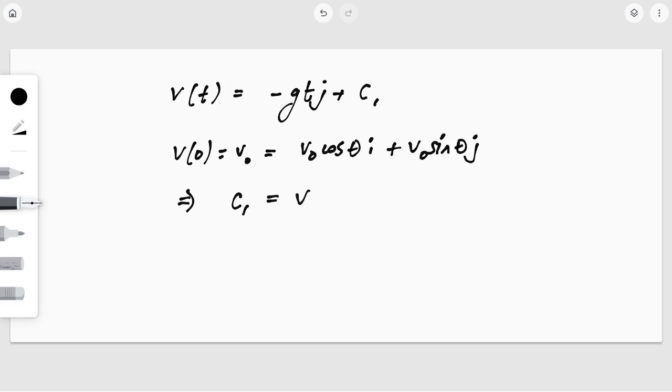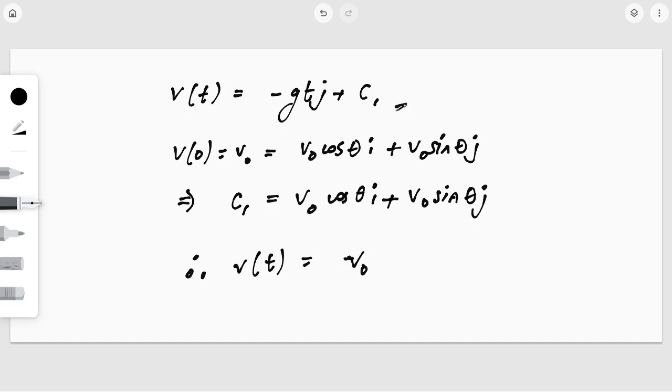So c1 is v0 cos theta i + v0 sin theta j, and therefore our velocity function will be, substituting the value of c1 in this equation and combining the terms together, v0 cos theta i + (v0 sin theta - g t) j. This will be the velocity function.